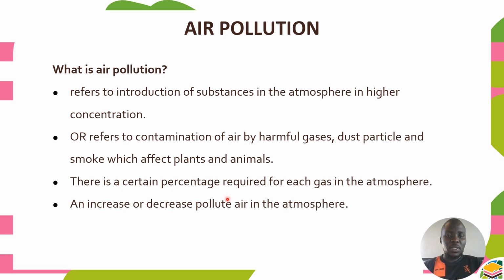There is a certain percentage required for each gas in the atmosphere. Remember, we said air is made up of different gases, or air is a mixture of gases, so each gas has its percentage. In the first part, we looked at the composition by volume and by mass of each component of the gas which makes air. That's why we're saying there's a certain percentage required for each and every gas. If you exceed it, it means you now have polluted air. An increase or decrease pollutes the atmosphere.